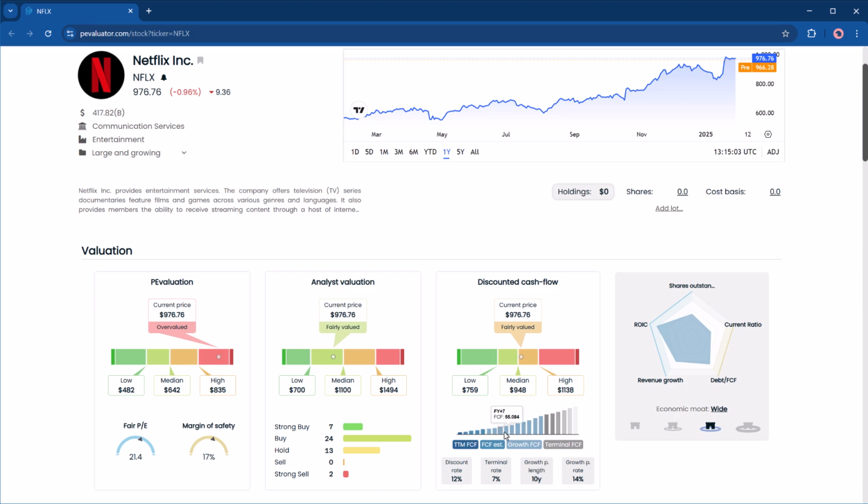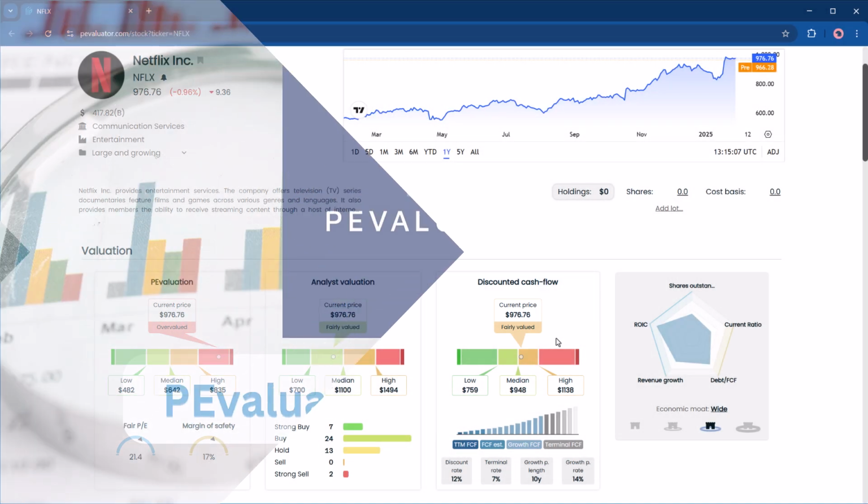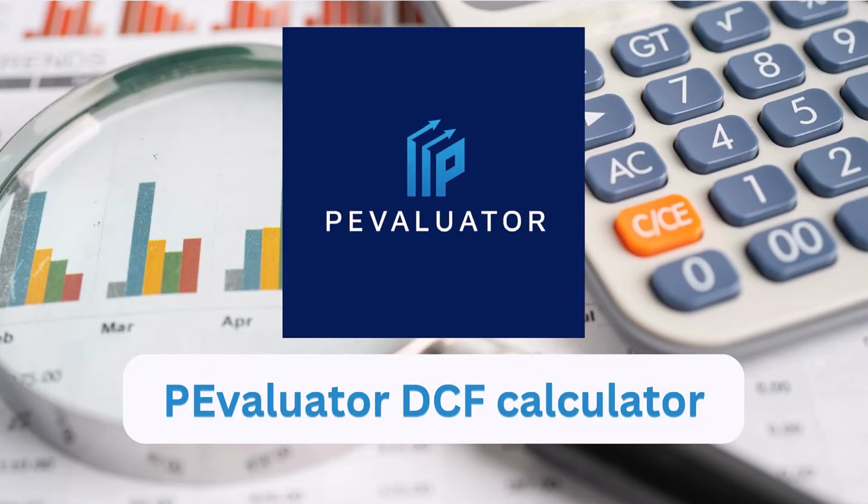The calculator adjusts the fair value in real time, so you can easily see the valuation. We hope you find our DCF calculator helpful.